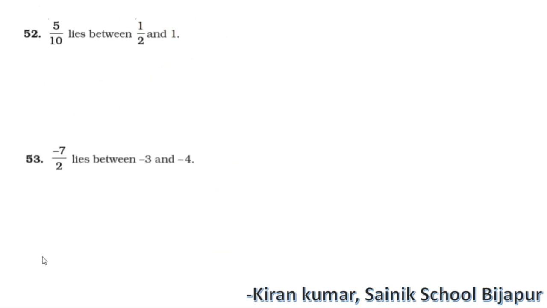Question number 52. 5 by 10 lies between 1 by 2 and 1. Again the same method can be followed. 1 by 2 can be written as 1 into 5 by 2 into 5, which is 5 by 10. 1 can be written as 10 by 10. Observe these two numbers. Is there a number between them? No, one of the numbers is equal to 5 by 10.